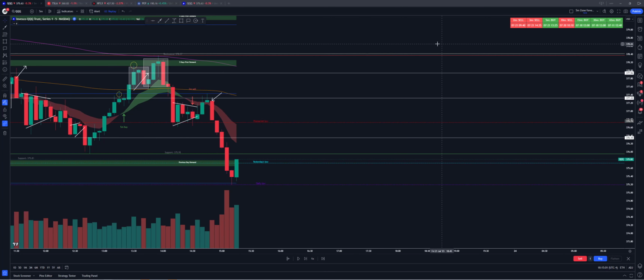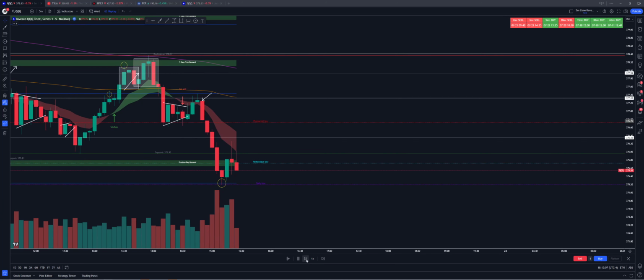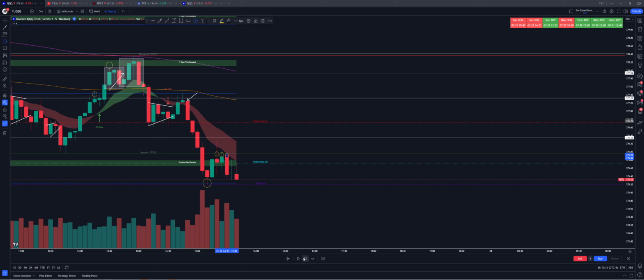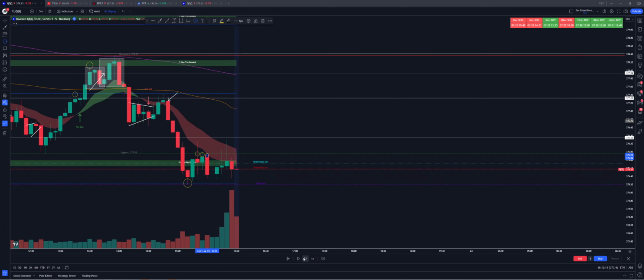We find some support on this key level at the bottom. Alright, and we struggle here. You can see we can't really get past this auto resistance or the EMAs. And I think we just consolidate here into close. Yep. So again, just a consolidation pattern into close.